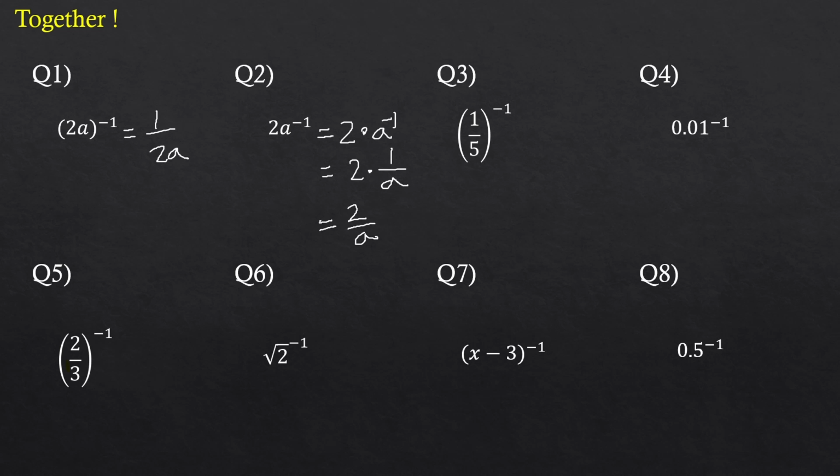So that is the difference, and you should be very aware of this, okay? If there's a negative 1 outside the bracket, that means that negative 1 is applied to everything inside the bracket. But here, we don't have the bracket, right? So it should only be applied to a. Now, question 3. We did this already too, right? 5 is being flipped, so we should just flip it back.